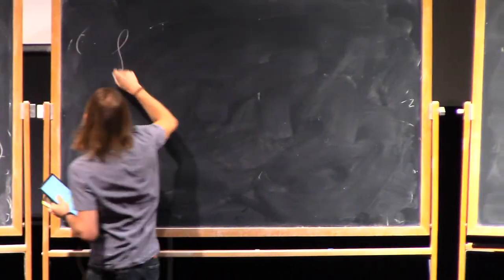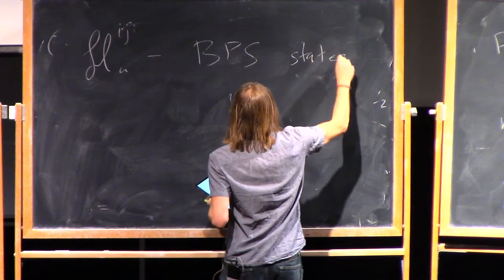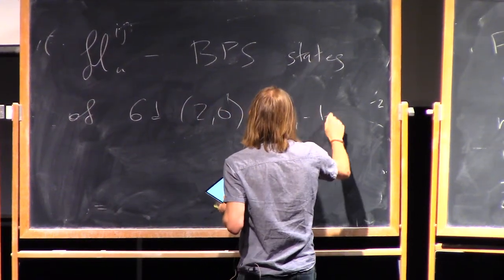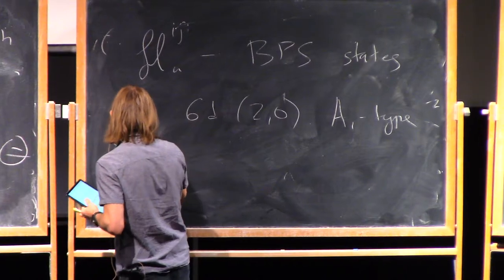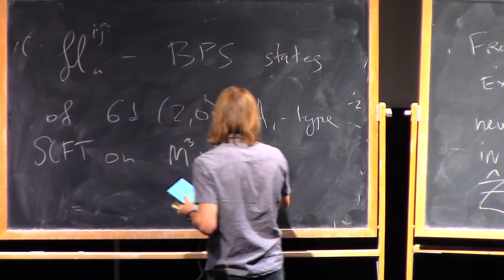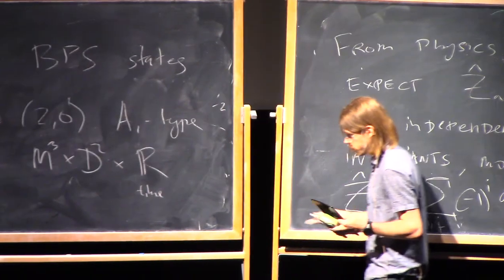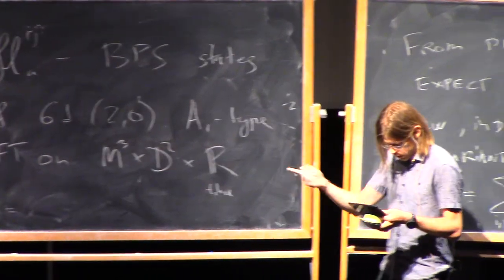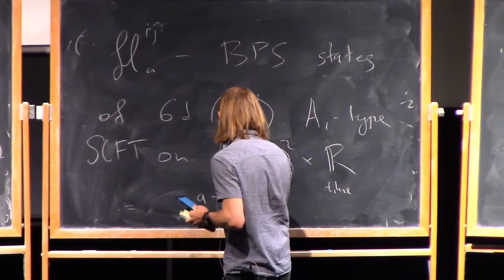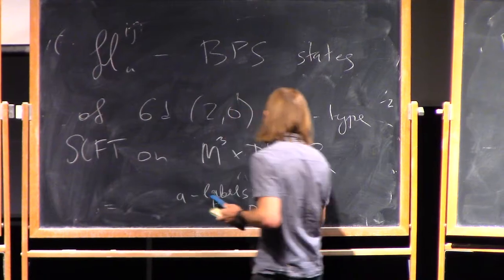So those guys, which are labeled by A, are BPS states of 6D (2,0) A1 type superconformal field theory on M3 times disk times R, where R has the meaning of time, along which time direction we quantize our theory and consider this Hilbert space from which we just take the BPS part. And A labels a boundary condition on the boundary of this disk.